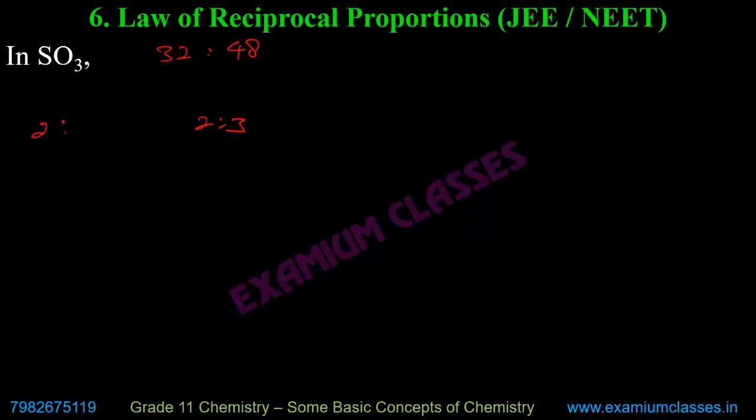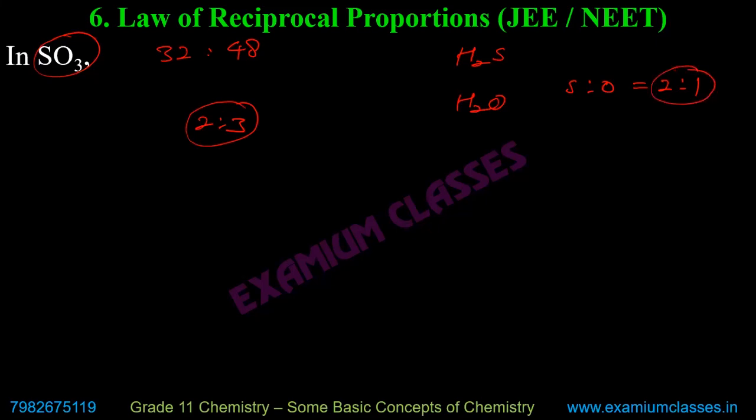so here it was 2:1. When they were in H2S and H2O, the ratio of sulfur versus oxygen was 2:1. But when they combine themselves, the ratio is 2:3. Now see, is that 2:3 a multiple of 2:1 or not? Yes, sir, multiplying by 1/3 gives us this number. Okay, so 2:3 is to 2:1, it will be 1/3:1 or 1:3.